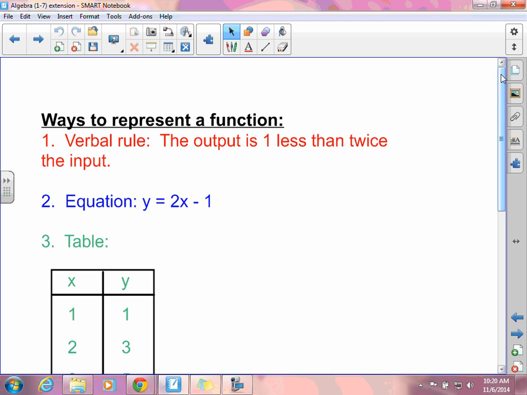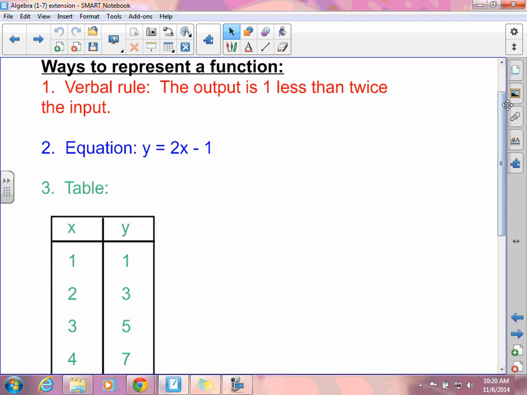All right, we talked about this yesterday, ways to represent a function. Remember, we talked about it being a verbal rule, meaning everything is in words. Or I can write it as an equation, and you'll notice how I took the verbal rule and put it into an equation where it has all symbols and numbers, right? You have a table. Now you'll notice this is a T table. We've talked about T tables before.